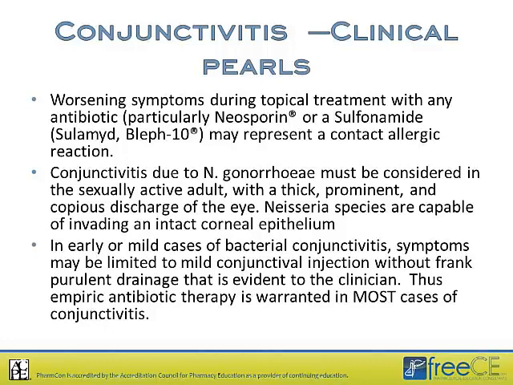Conjunctivitis due to Neisseria gonorrhea may be considered in the sexually active adult with a thick, prominent, and copious discharge of the eye. Neisseria species are capable of invading an intact corneal epithelium. In earlier mild cases of bacterial conjunctivitis, symptoms may be limited to a mild conjunctival injection without frank purulent drainage that's evident to the clinician. Therefore, empiric antibiotic therapy is warranted in most cases of conjunctivitis.